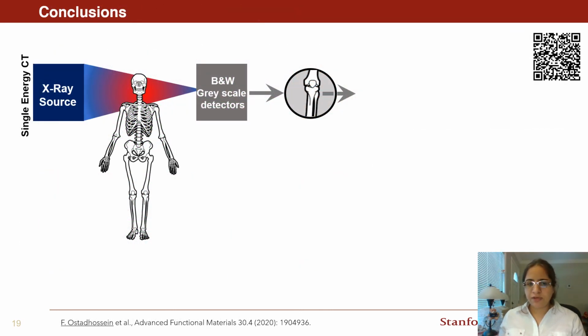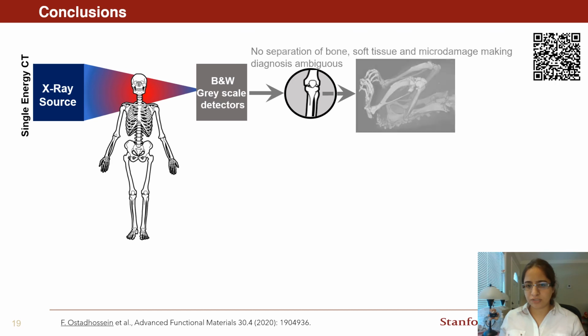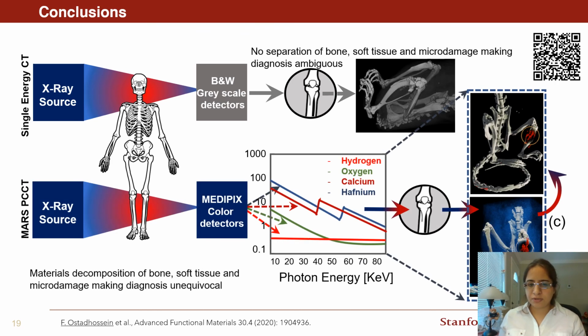I hope I could convey this message that the single source energy CT, which is typically what is in the clinic and is conventional CT, can only give us black and white images. And we are having a hard time when we are encountering abnormalities in a highly calcified region, for instance, bone. Whereas in the Mars spectral CT, the advances in the color detectors have enabled us to distinguish between different materials based on their specific energy beams, and we have enhanced soft tissue contrast as well as getting further information from the highly calcified regions.